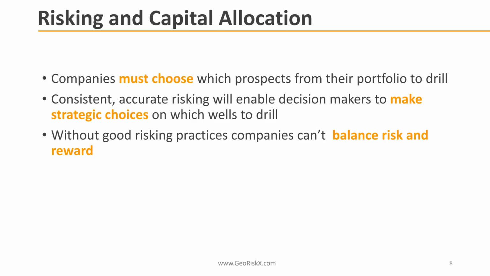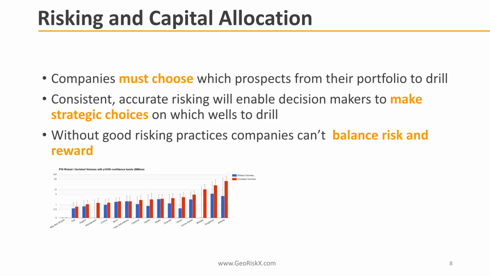And the best way to visualize this is with a very simple example. So I've got my exploration portfolio here. I'm showing the risked volumes in blue, my unrisked volumes in red. I've got some bars for the P10 and the P90 on there to show the extents. And so what I want to do is think about what the outcomes can be on a well. I'm going to choose one simple example here, and I'm going to play this out in a very dumbed down way, but I think it highlights the way decision makers think fairly clearly.